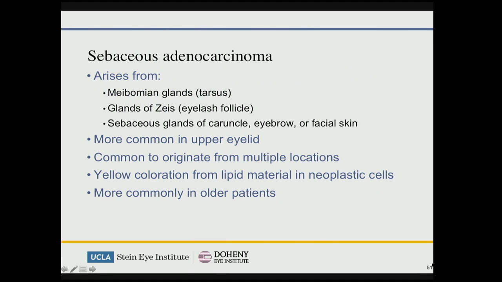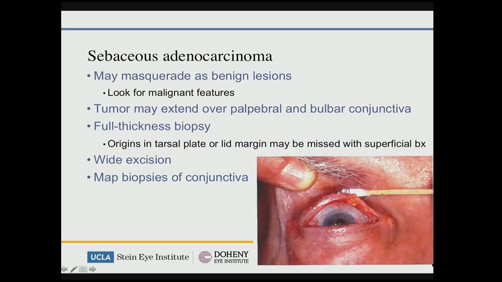Sebaceous adenocarcinoma arises from meibomian glands in the tarsus or glands of Zeiss, as well as from sebaceous glands of the caruncle, eyebrow, or facial skin. It's more common in the upper lid in contrast to basal cell and squamous cell, which are more commonly seen in the lower lid. And it also commonly originates from multiple locations. It has a yellow coloration from the lipid material in the neoplastic cells, and it's more commonly seen in older patients.